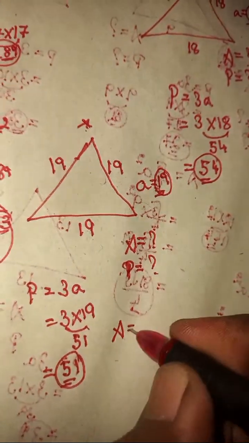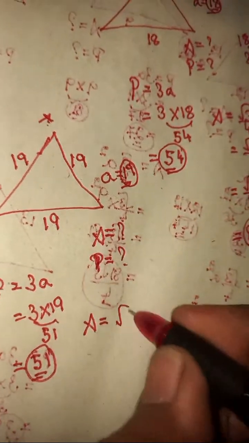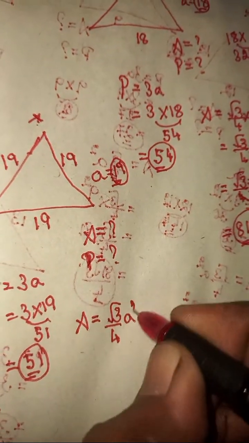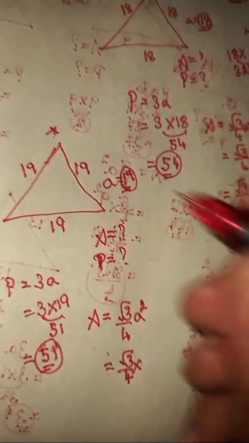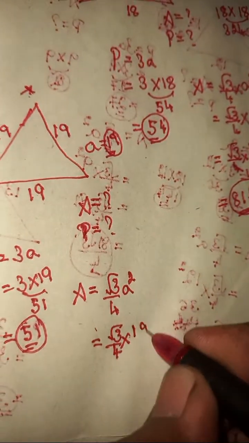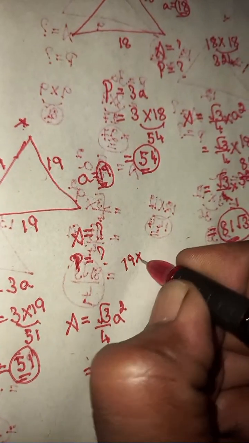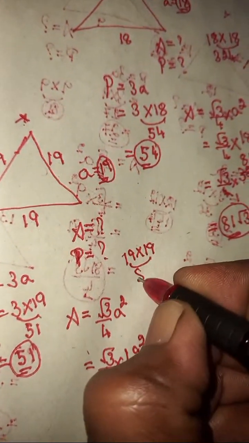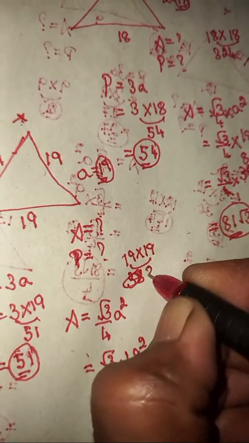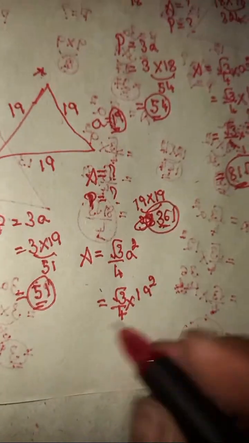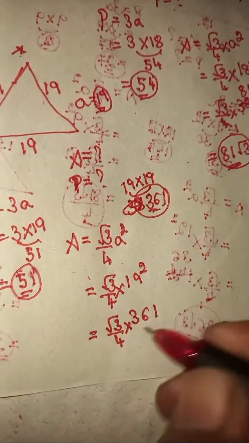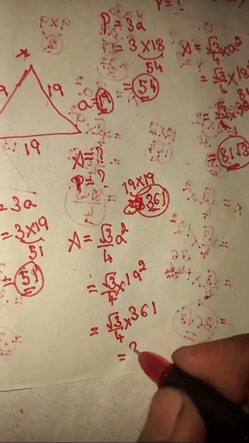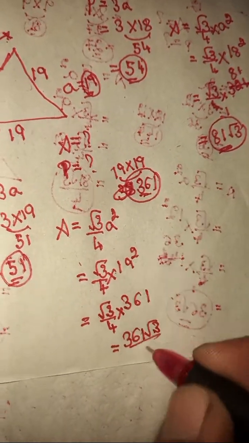Let's find the area. Area is root 3 by 4 times a squared. That means root 3 by 4 times, here a is 19, 19 squared. 19 times 19 is 361. 361 means you're going to get root 3 by 4 times 361. 361 times root 3, 361 root 3 by 4 square units.